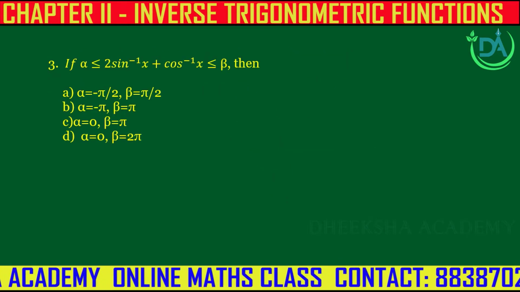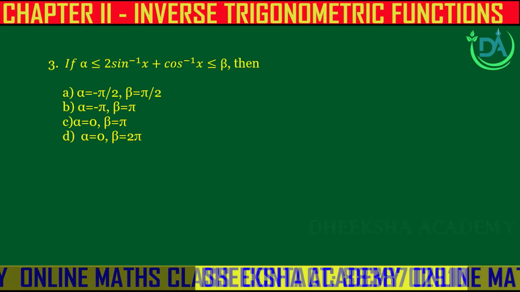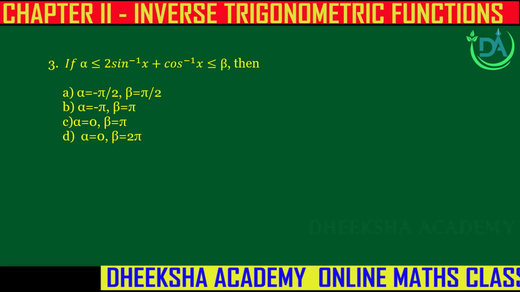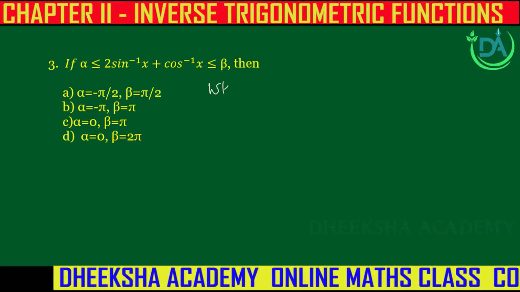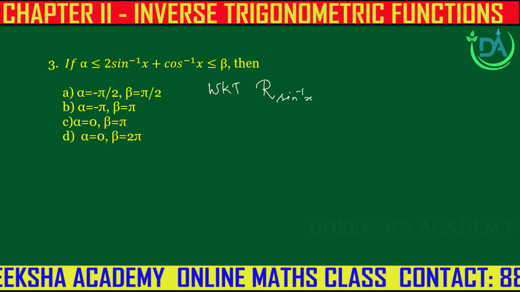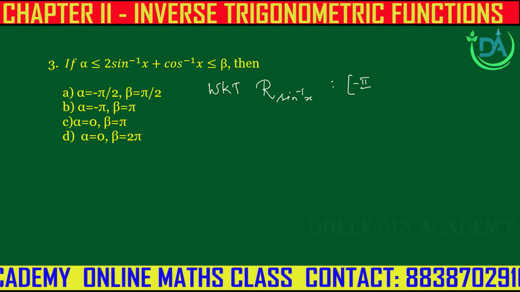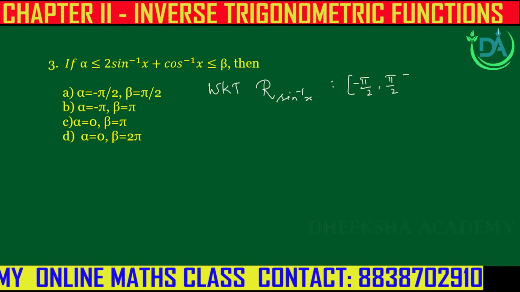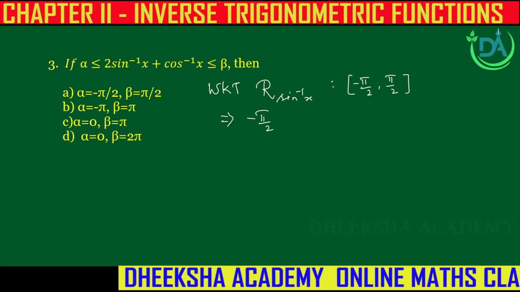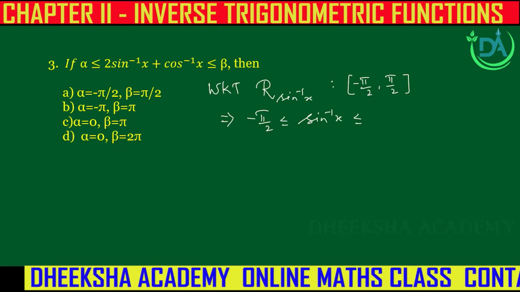If alpha less than or equal to 2 sine inverse x plus cos inverse x less than or equal to beta, then find the alpha and beta values. We know that the range of sine inverse x is the closed interval minus pi by 2 comma pi by 2, which implies minus pi by 2 less than or equal to sine inverse x less than or equal to pi by 2.